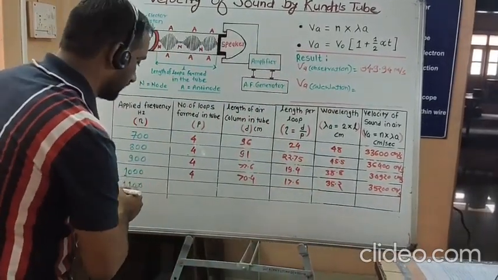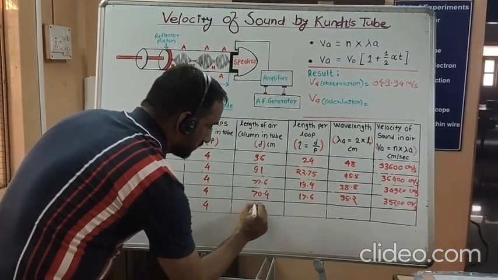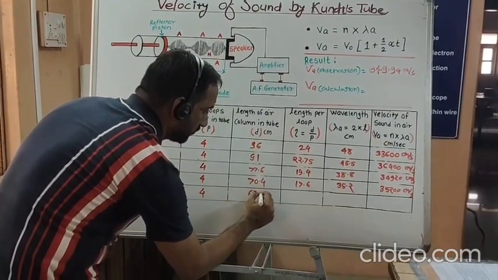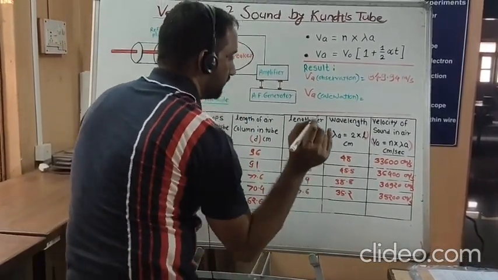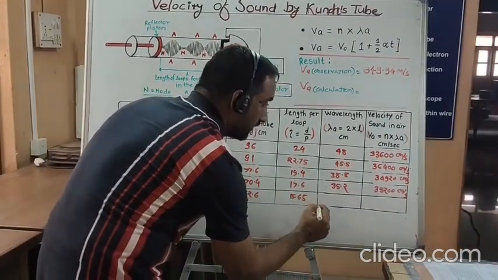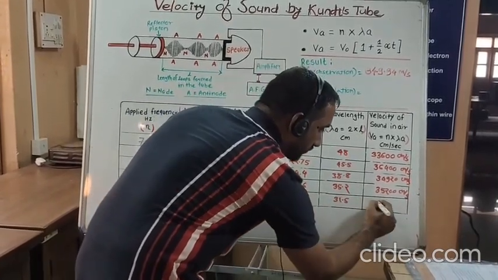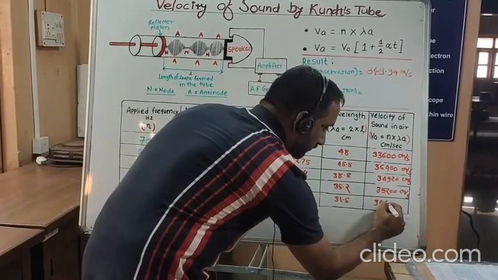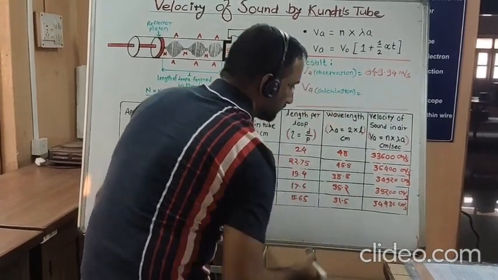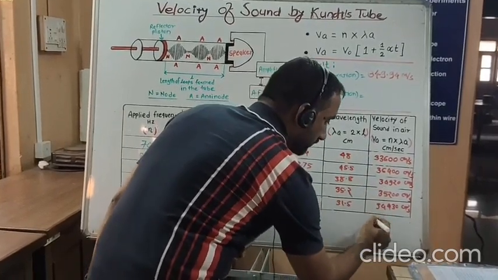And for 1100 Hz, the loops are 4. I took those values. The total length of the air column is 62.6 centimeter, and the length per loop is about 15.65, and lambda is about 31.3, which multiplied with the frequency becomes 34,430 centimeter per second. And after that, taking the mean of all the 5 readings, it becomes 34,910 centimeter per second.